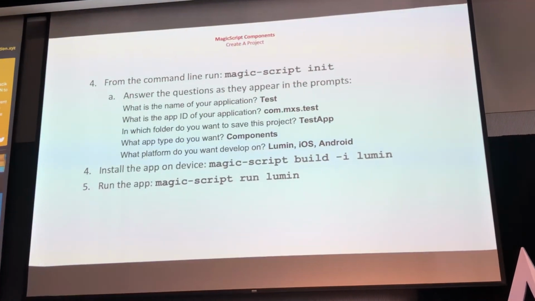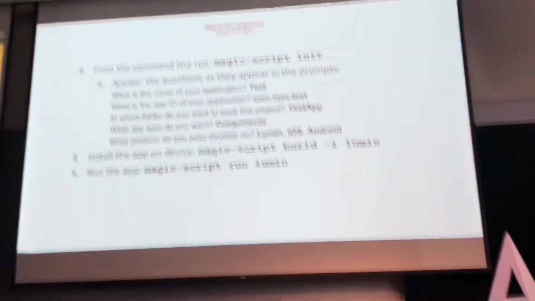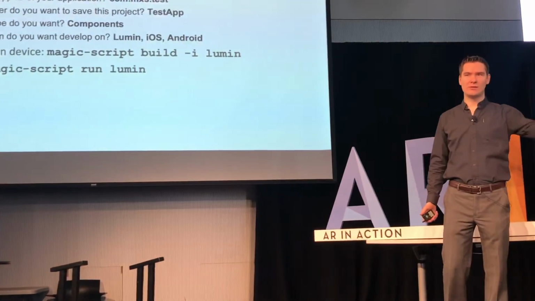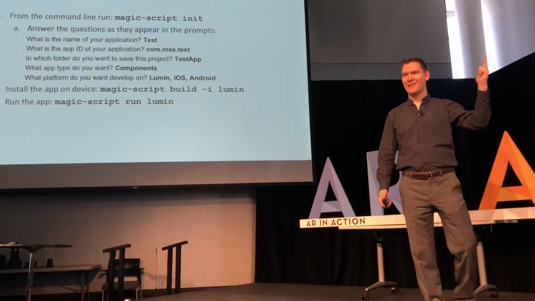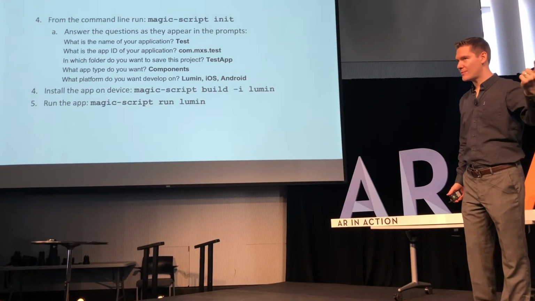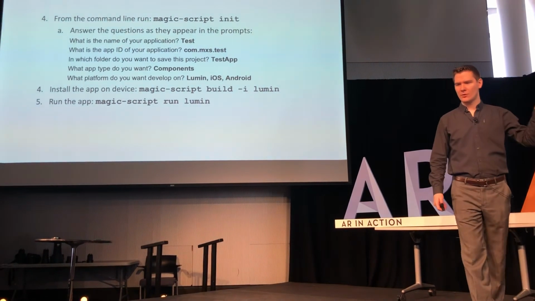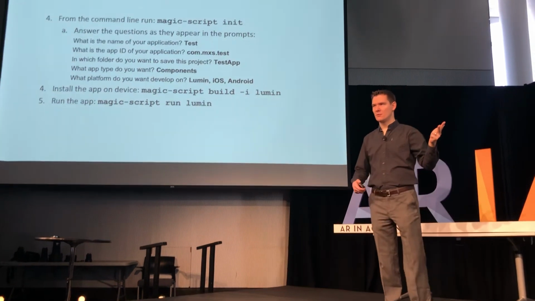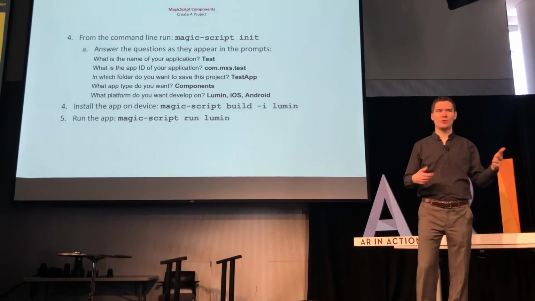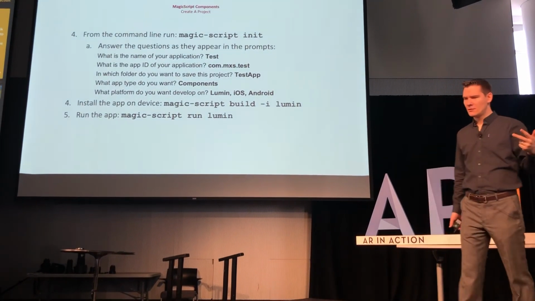So once you've done those first 3 steps, to initialize a project, we have the Magic Script init command. That gives you an interactive prompt to answer a number of questions. The first being, what's the visible name of my application? The second one is, what's the ID or the bundle identifier of the app that I'm creating? The third one is, what's the folder where you're going to be creating this project? So this is the name of the folder relative to where you call the init command.